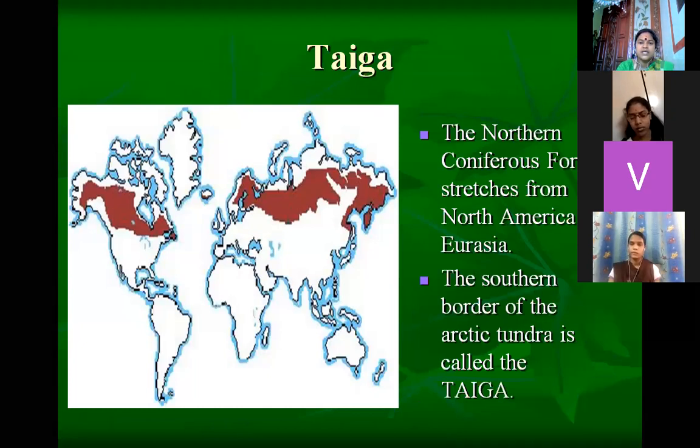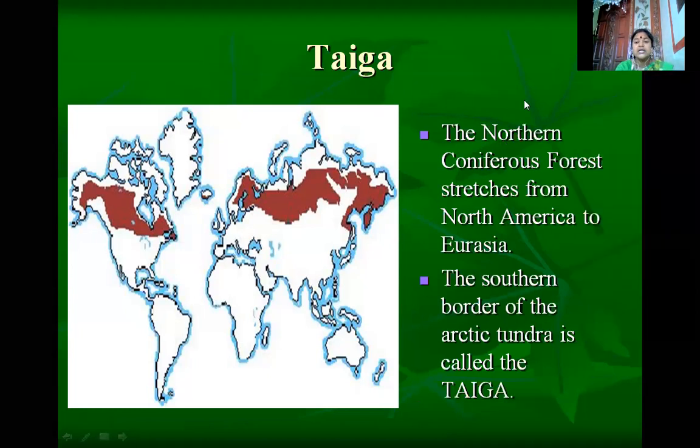So this is taiga. Look at these places: Alaska, North America, and here starting from Finland, Russia, Asia to Japan. The northern coniferous forest stretches from North America to Eurasia. Eurasia, Europe and Asia, it is called Eurasia. The southern border of the Arctic tundra is called the taiga.